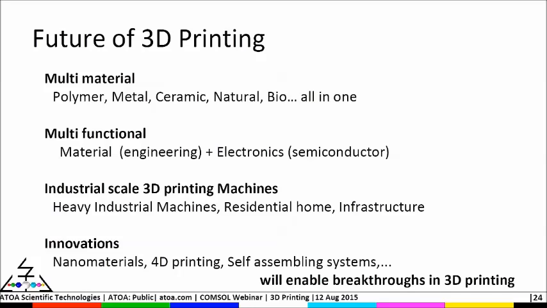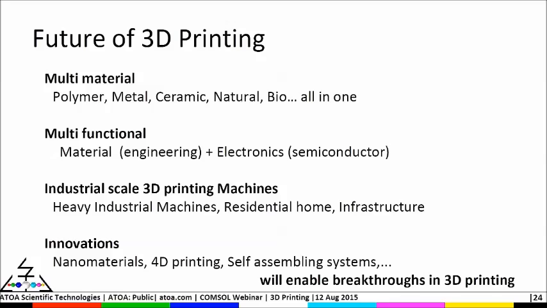This slide shows the projection about the future of 3D printing. Where are we now? Where can 3D printing go? Most of the current printers print using single materials: either polymers, photopolymers, ceramics, or metals. But as we move forward, we will have a true multi-material printing capability, wherein within one machine you should be able to print with all the materials, polymers, metals, ceramics, even natural materials and biomaterials. A good example of a bio machine is you and me.